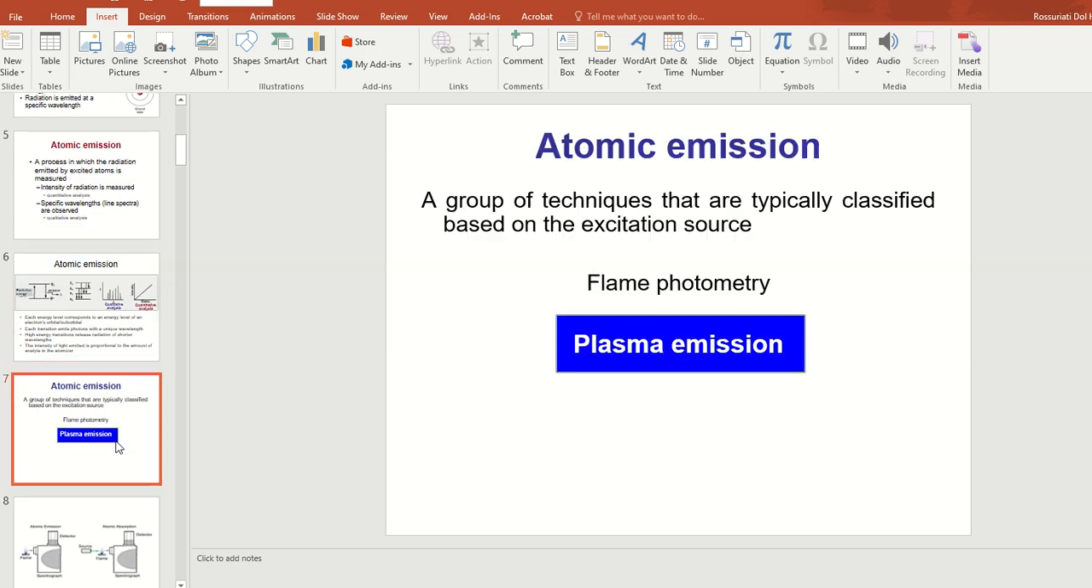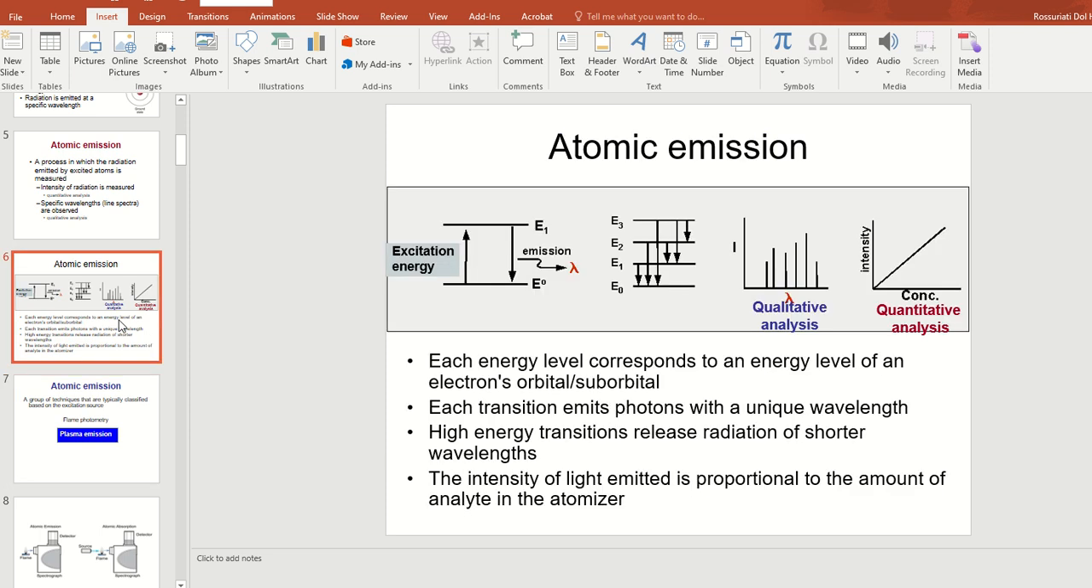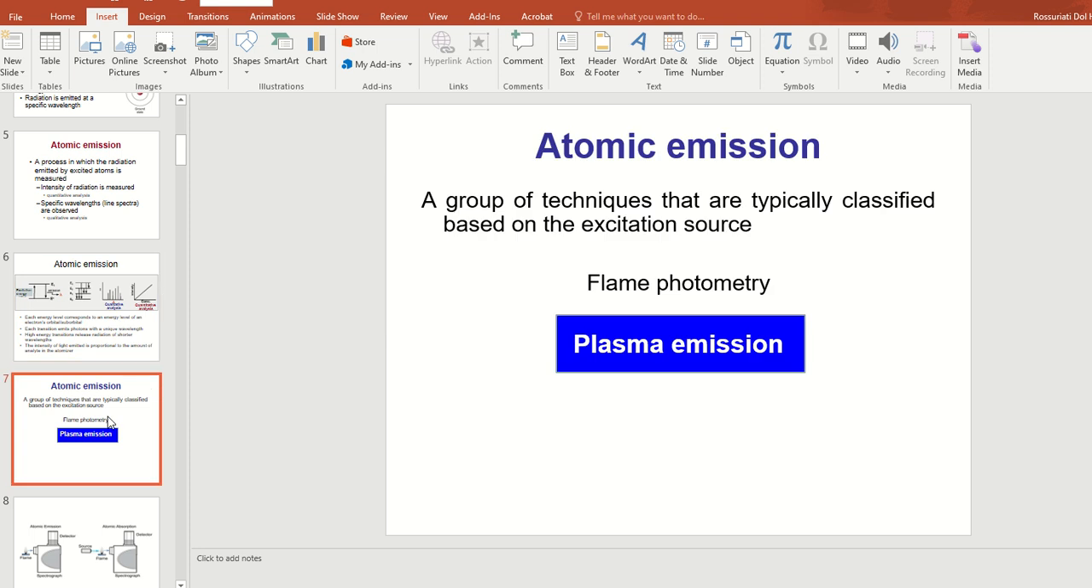That's the principles of atomic emission spectroscopy that I mentioned just now. Now we go to the types. Basically, in AES, how many types are there? We can divide the atomic emission spectroscopic technique into two.